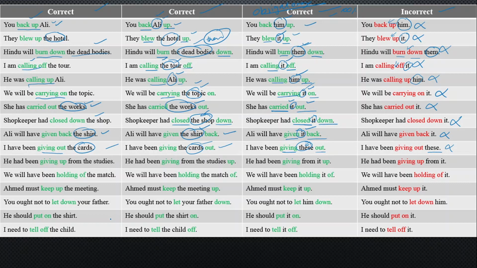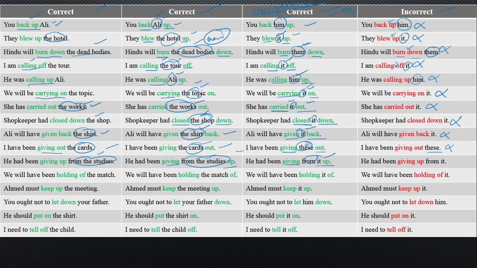Next, he had been giving up the studies, quitting the studies or leaving the studies. Now the studies can be at the end or in between the verb and adverb particle, both of them are right. But if instead of studies we use it, or these, he had been giving it up. It is your object, it must be separated, because it is a pronoun.